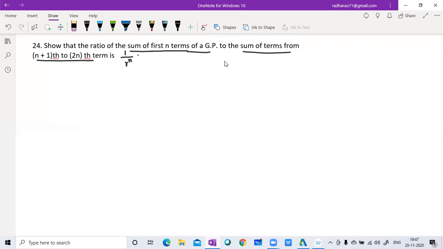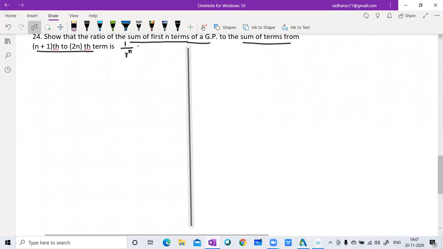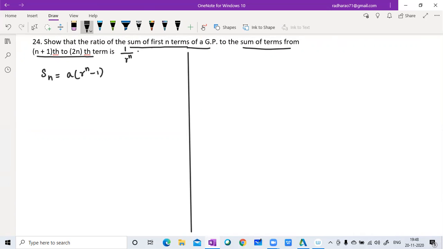So to prove this, let me first write the sum of first n terms. So what is Sn? Sn in GP is equal to a into r power n minus 1 by r minus 1. This is the sum of first n terms of the GP.